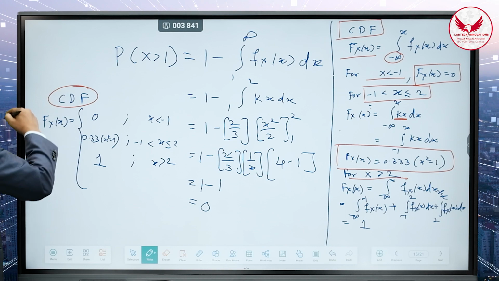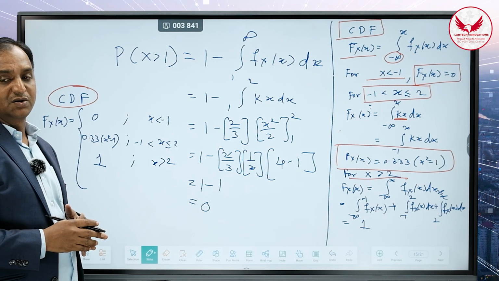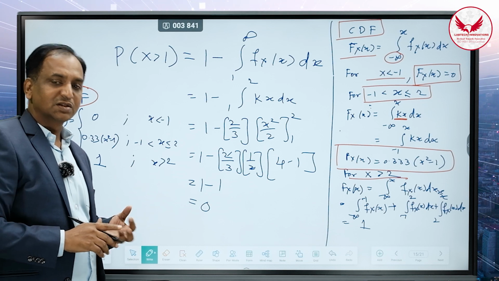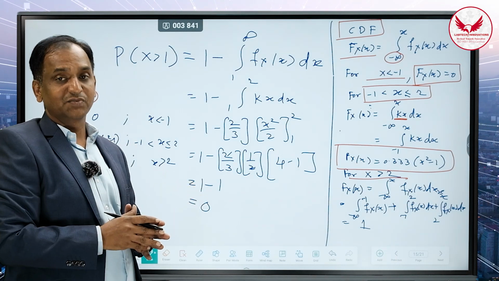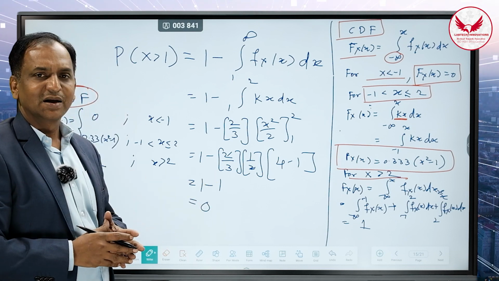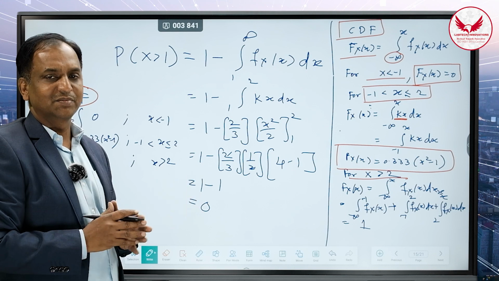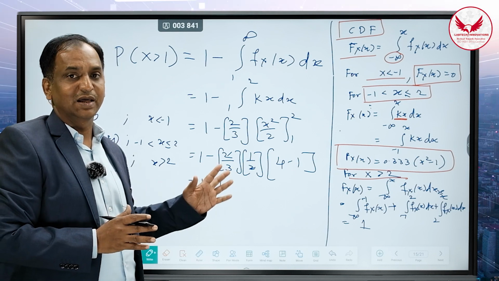So this is the CDF. Accordingly, if they ask you, from the probability density function, to find the value of k, or the probability between two values, or the probability greater than 1, and the cumulative distribution function, you can solve them. Such types of patterns will be there in the examination. The questions which will be asked on the PDF will be like this.